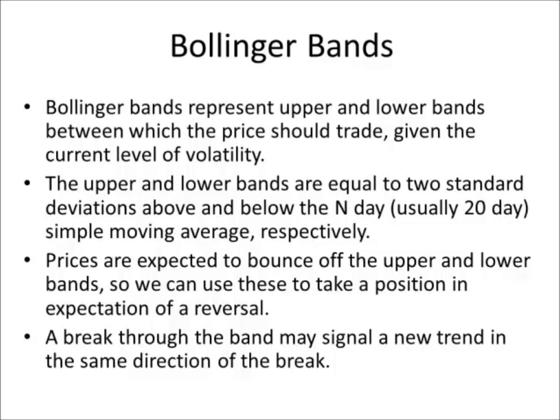So I'm going to label them VMA 5 and VMA 20. VMA 5 is equal to the average of the volume over 5 days. Copy that all the way down. And VMA 20 is equal to the average of volume over the last 20 days.